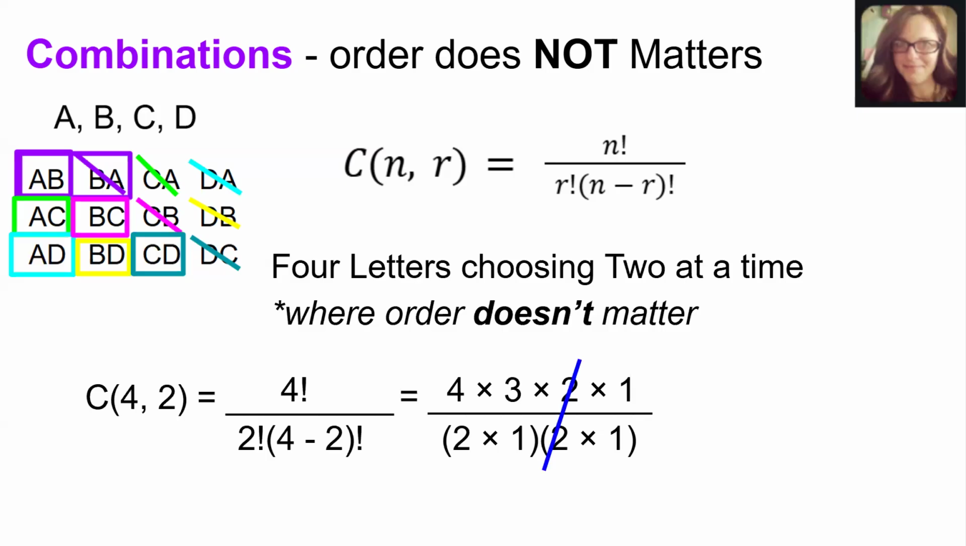We can cancel 2 times 1 in the top with 2 times 1 in the bottom. We're still left with 2 times 1. And we get 12 over 2, and we do get 6 combinations.